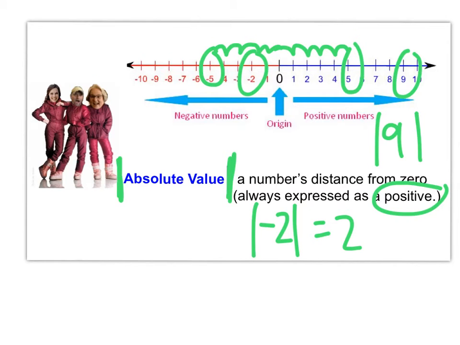You can be 2 to the left, 2 to the right, 2 above, 2 below, 2 in front, 2 in back, but you can't be -2 away. We'll be using that absolute value concept as we deal with adding and subtracting and multiplying and dividing of integers, because we actually don't add, subtract, multiply, and divide negatives. We do all of the work with their absolute value, their positive value.